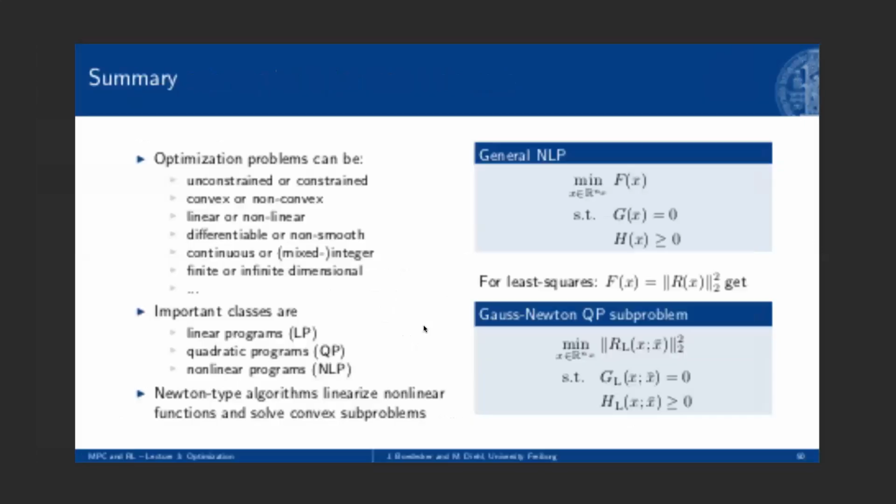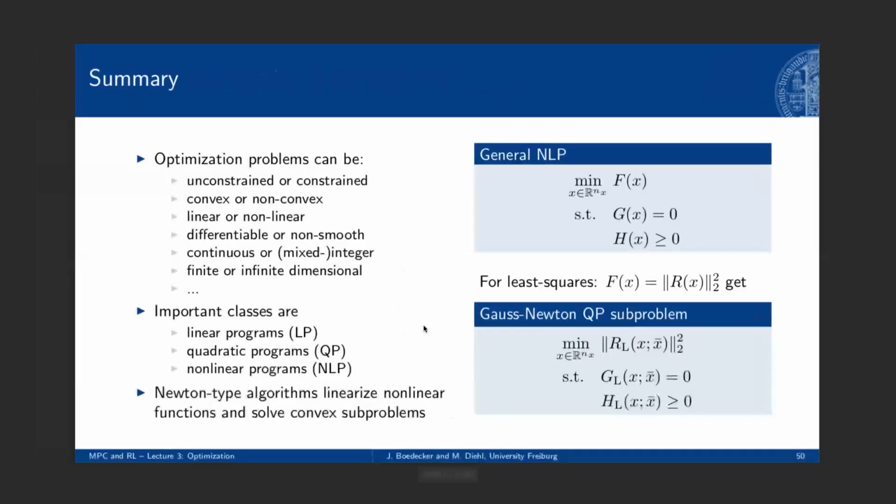So let's summarize all this. We already mentioned what optimization problems can be. I will not repeat that, but please keep in mind some important classes. I think never forget linear programs, right? Never forget quadratic programs, and never forget nonlinear programs. And Newton type optimization is typically a method for nonlinear programs, and they just work by linearizing nonlinear functions. That's very easy to remember, right?